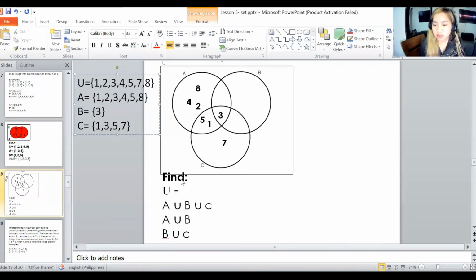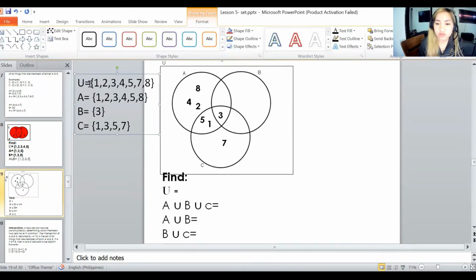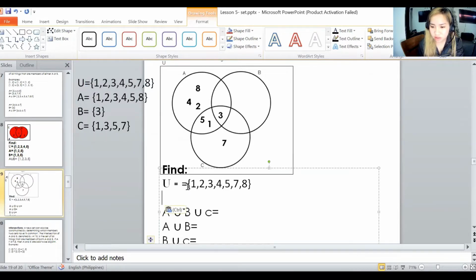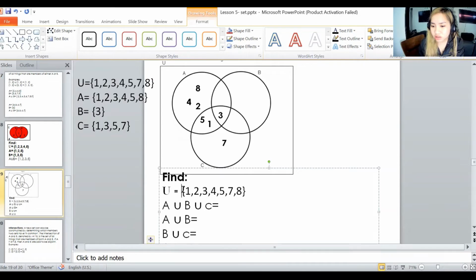So, pinapahanap sa atin is find the universal, the union of A, B, C, union of A, B, and union ng B tsaka C. Okay, sige, hanapin natin. For the universal, nahanap na natin kanina, copy lang natin ito. Again, yung universal po natin is lahat ng number sa loob ni rectangle. So, copy lang natin yan. Again, ang answer dito sa universal is 1, 2, 3, 4, 5, 7, 8.